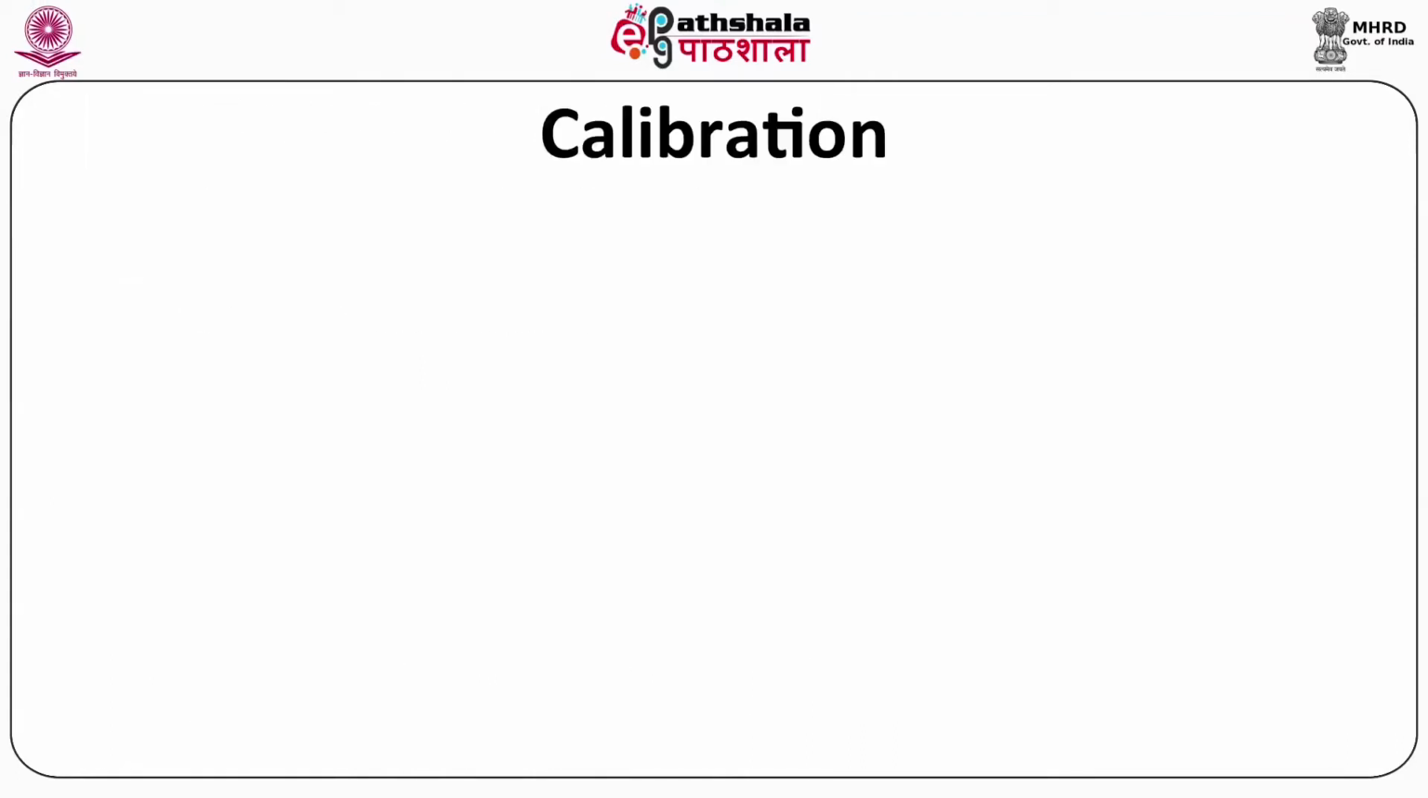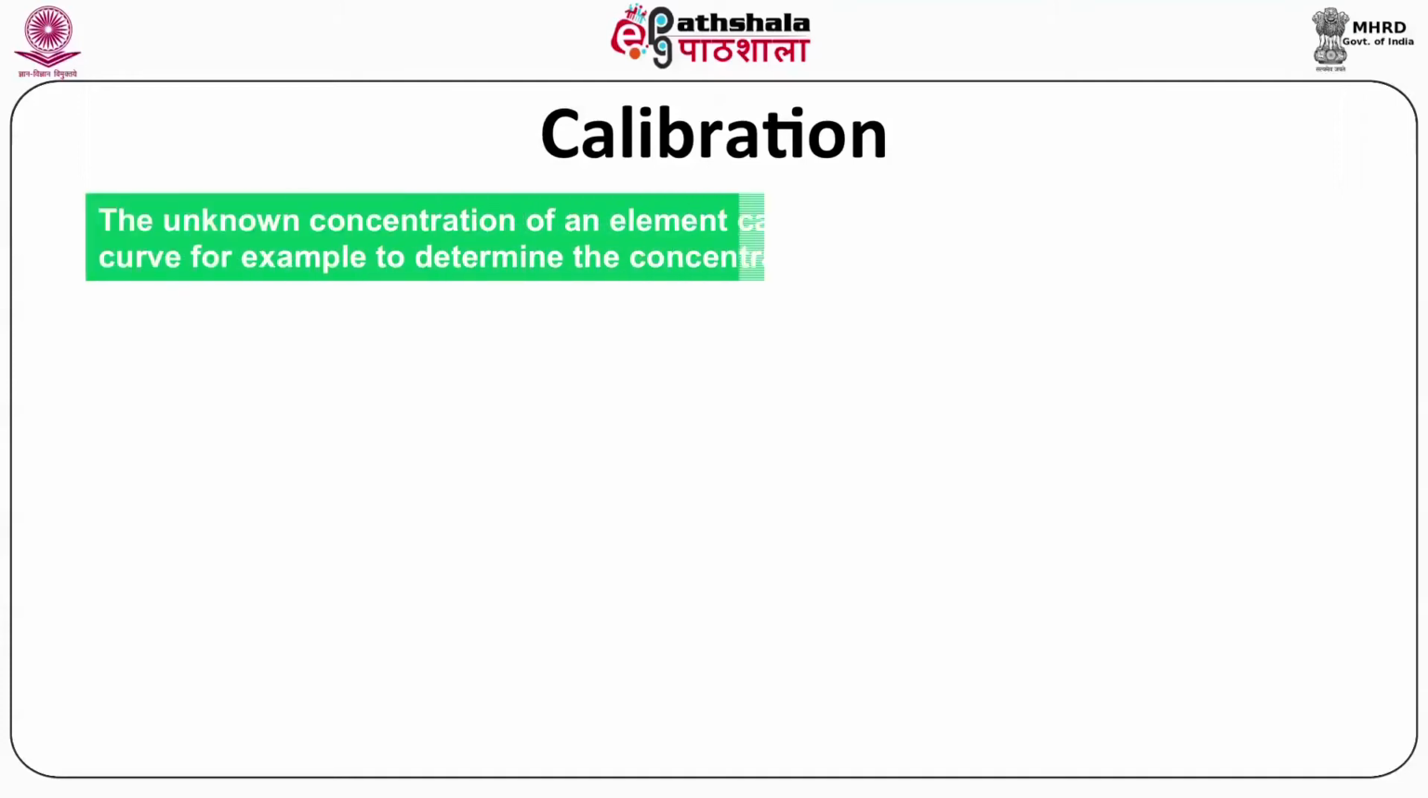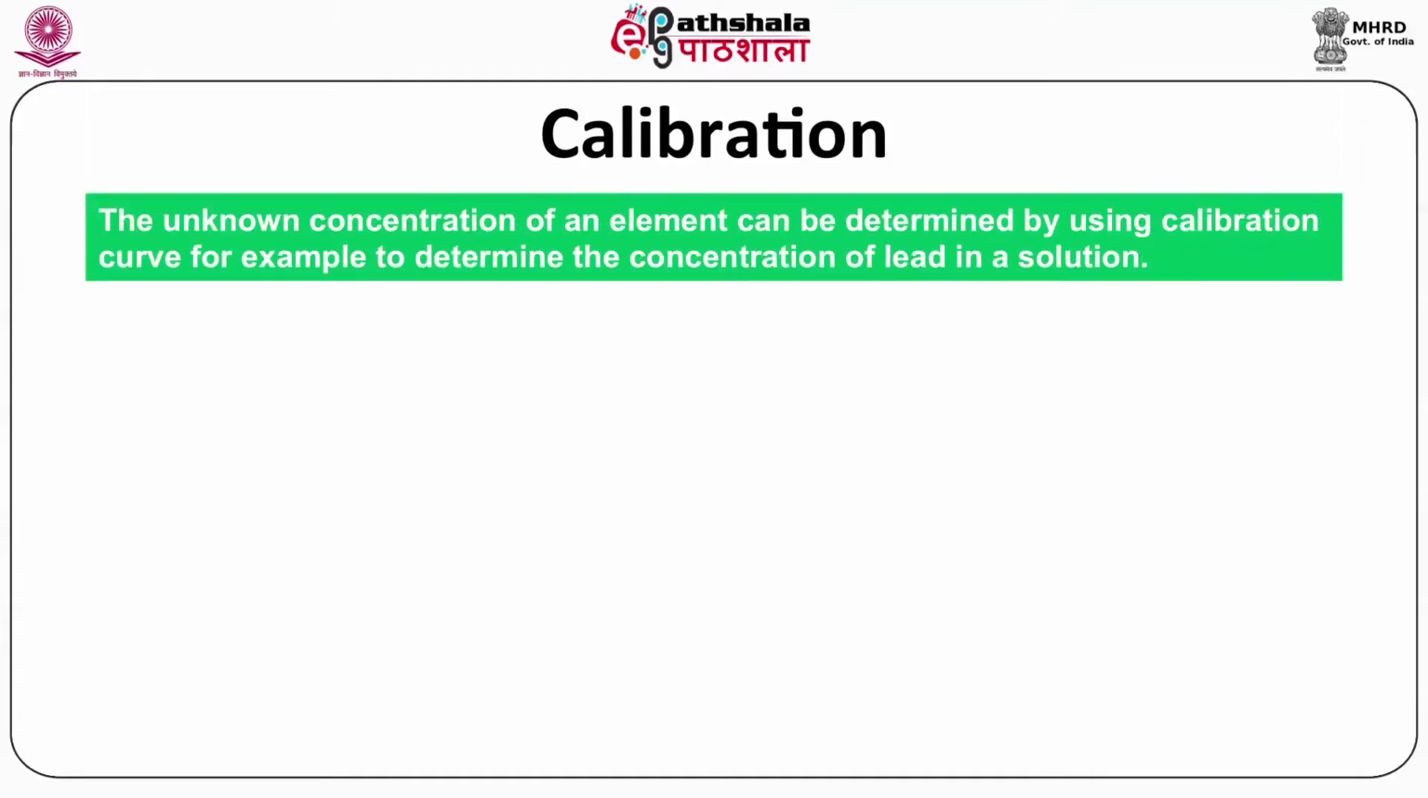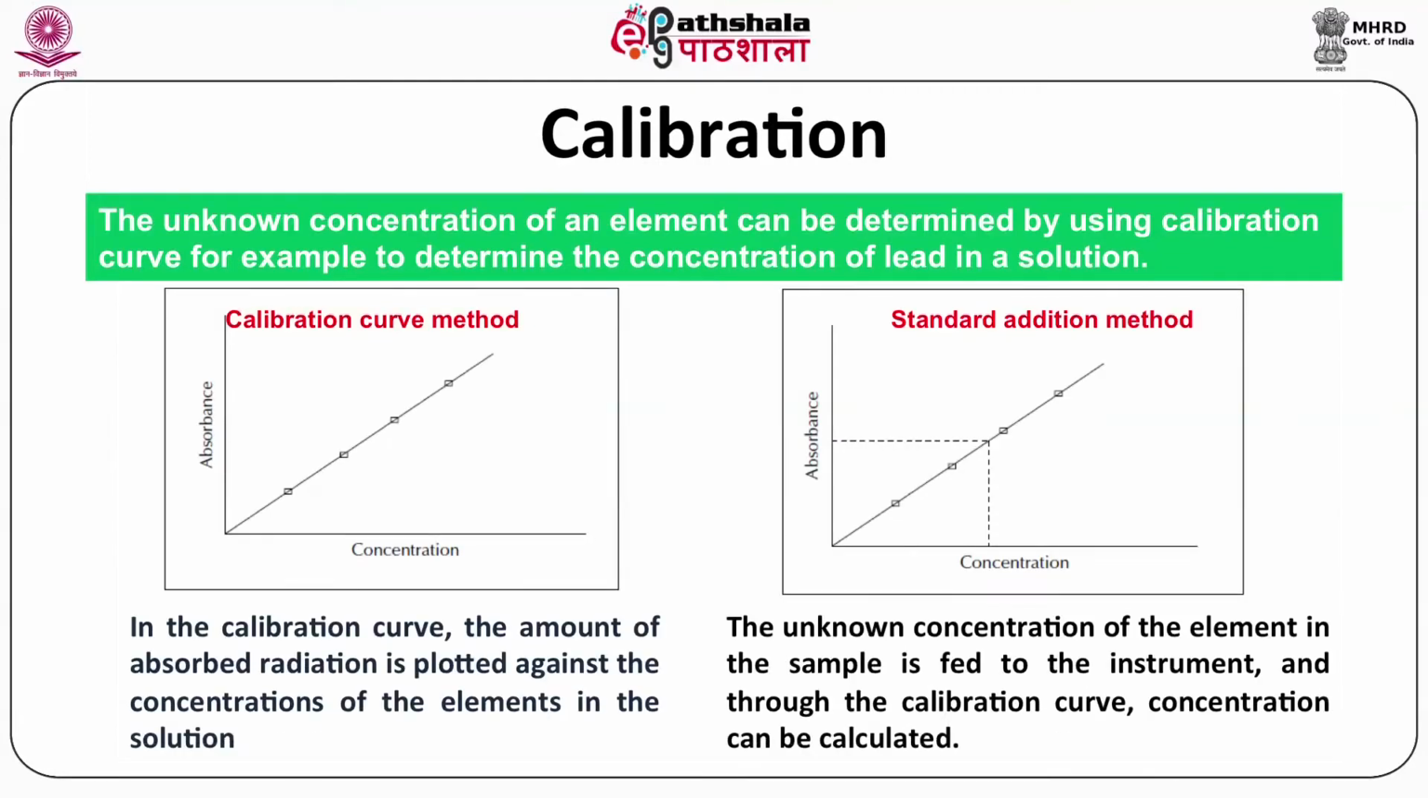Now we discuss the calibration method. The unknown concentration of an element can be determined by using a calibration curve. For example, determination of the concentration of lead in a solution. There are 2 ways of making the calibration curve.